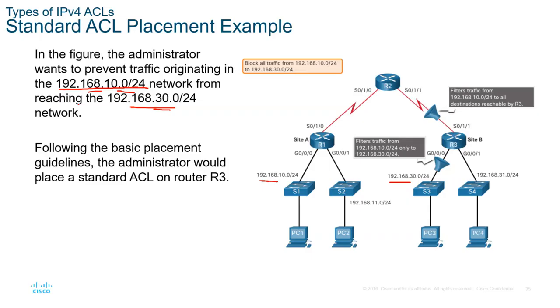Yes, I'm here. So where do you think we should place our access control list to block this network from reaching this network? So this is our topology here. Where should our access control list be placed? Which router?